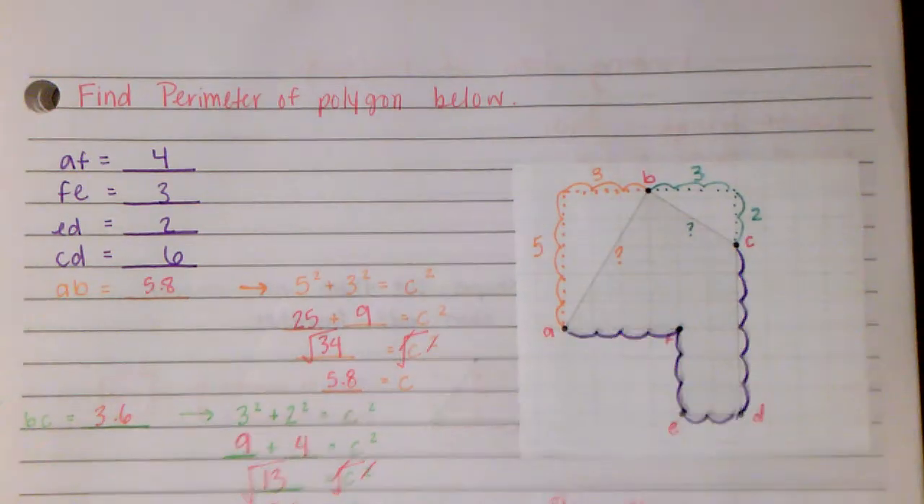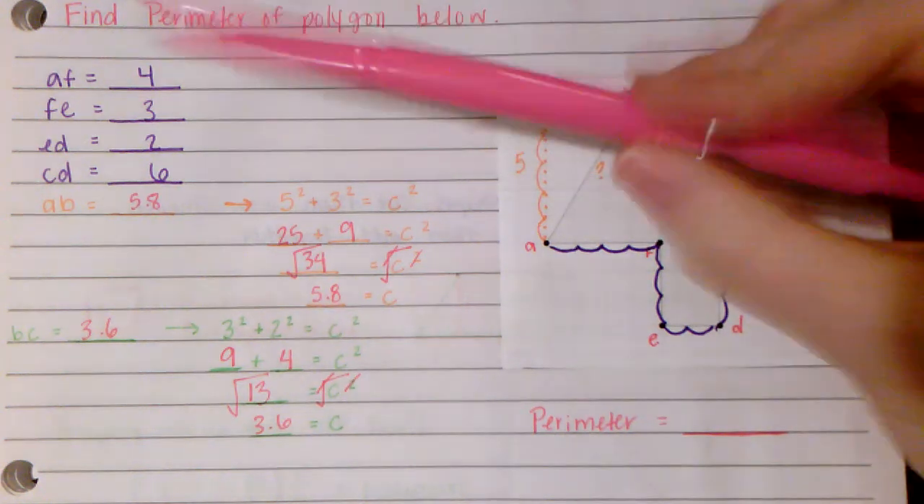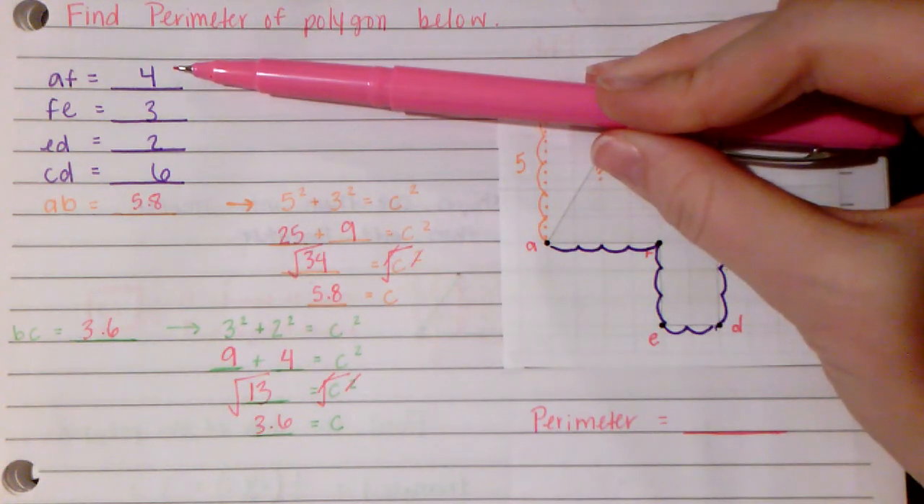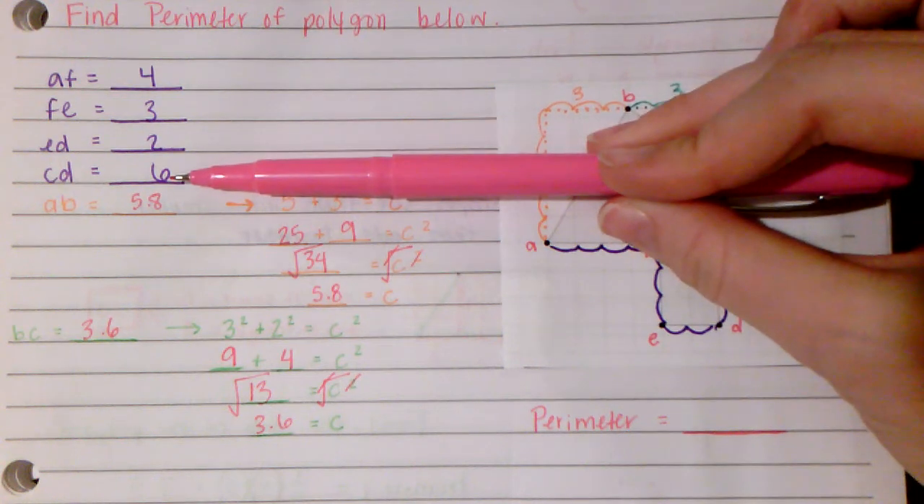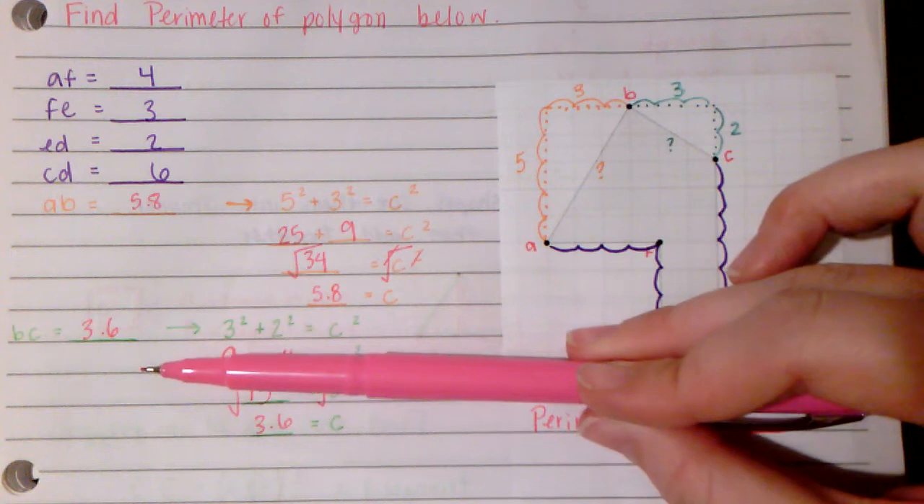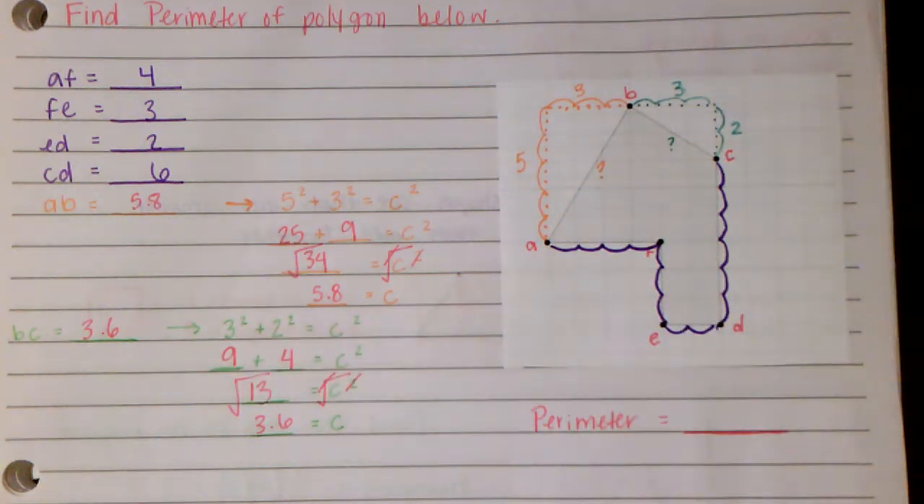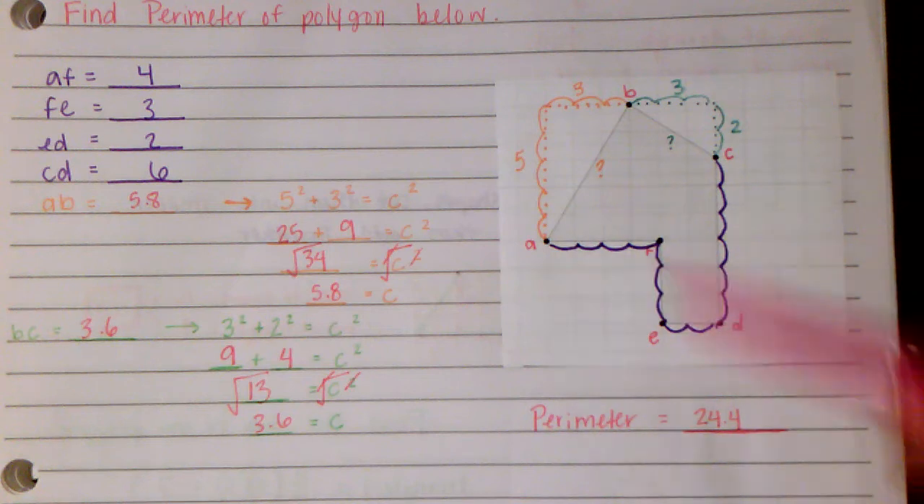So the perimeter is simply going to be all of these sides added up together. So we have 4 plus 3 plus 2 plus 6 plus 5.8 plus 3.6. So our perimeter is 24.4 units. That's how long all the sides are when you add them up together.